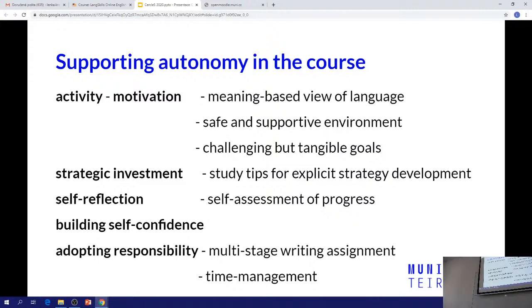Also, the course offers a safe and supportive environment because it's a close group of students who share the same background and share the same problems often. And again, another way to support motivation is setting up challenging but tangible goals. And in this course, this was in a way easier because it's a course that should prepare you for your study abroad. So the students have a very clear goal.